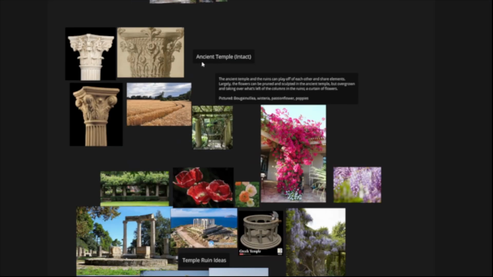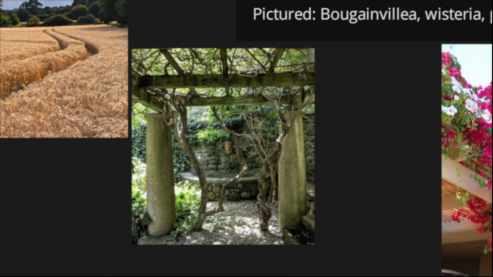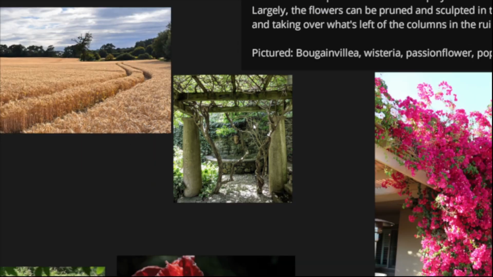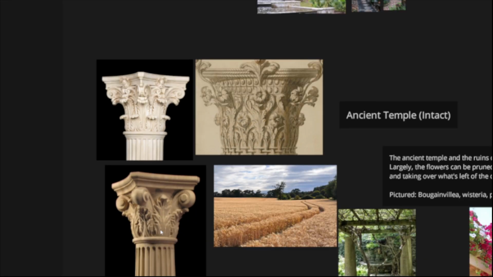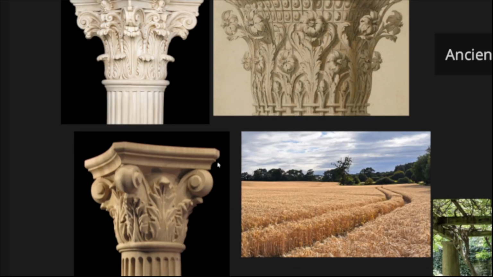My ancient temple, intact and ruins, are overlapping because they're going to have the same elements. It's just one's going to be more broken down than the other. For the ruin specifically, I want the vines to be carpeting, completely overgrown on these beautiful ornate Corinthian columns. So this is the direction that I'm going. Lots of emphasis on gardens and plants.